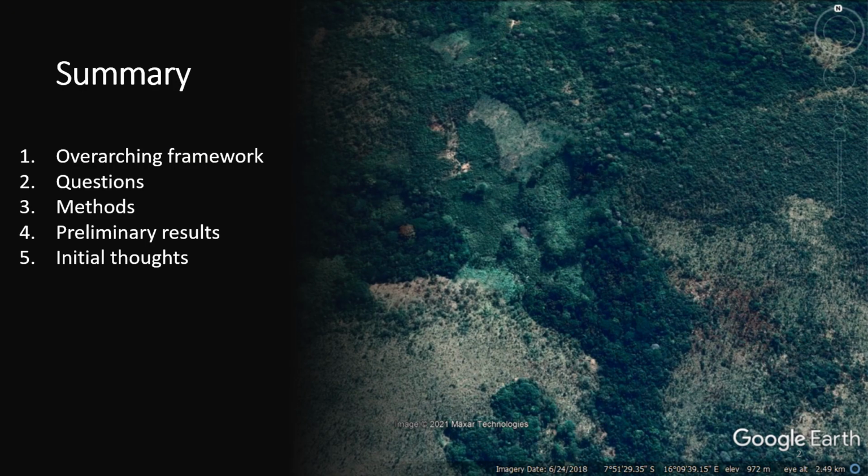So just very briefly, I'm going to present to you some of the overarching framework for my PhD, then look at some of the questions that I'm asking, the methods that I'm using to answer those questions, and then some of the preliminary results that I've obtained and some initial thoughts.